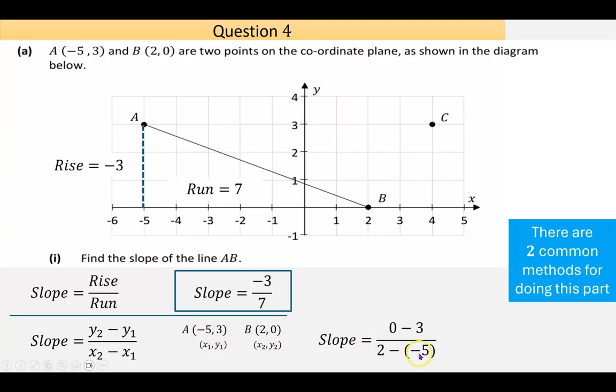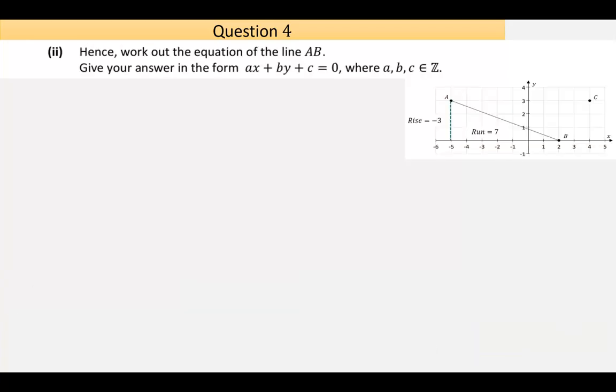Now I'm going to substitute it in brackets because this is going to change the sign and I might forget. I can put it into the calculator or work it out. 0 take away 3 is -3. 2 take away -5 is the same thing as 2 plus 5, which is 7. We get the same answer. So either way is fine. Slope as rise over run is probably quicker, but it's whatever method you think is best at the time. Now, part 2 says, hence, work out the equation of the line AB.